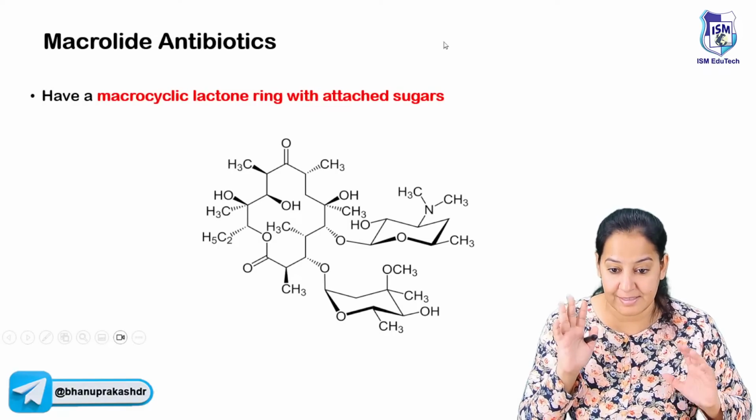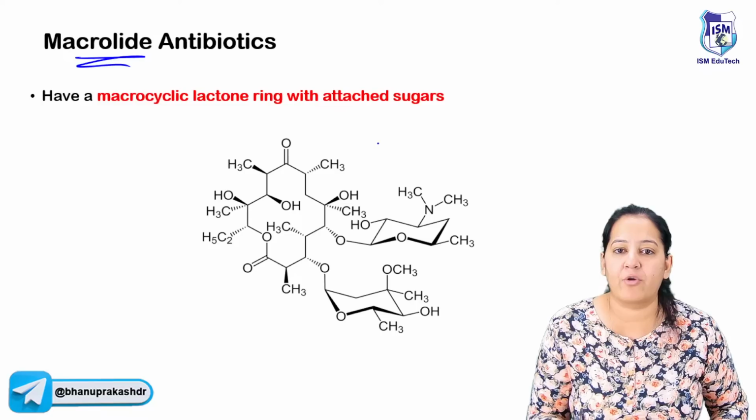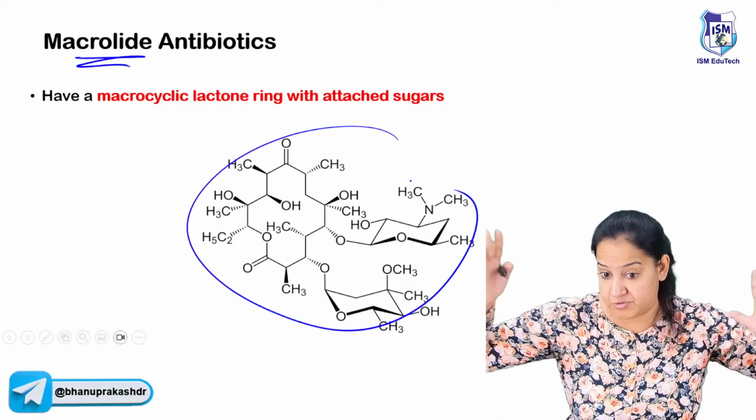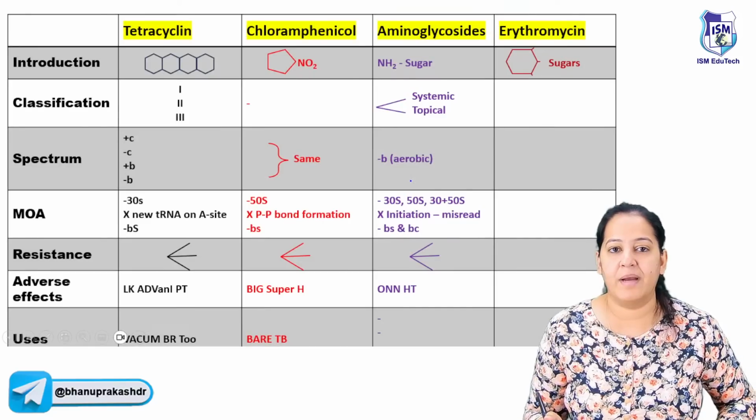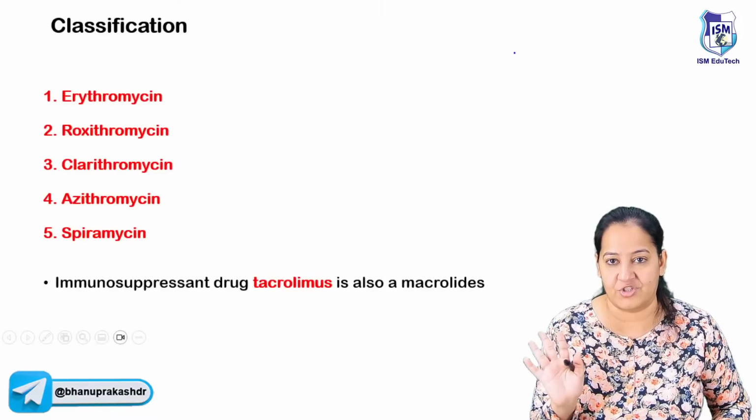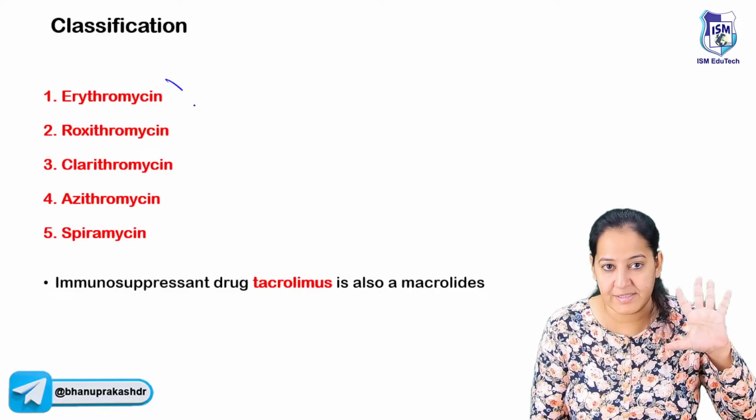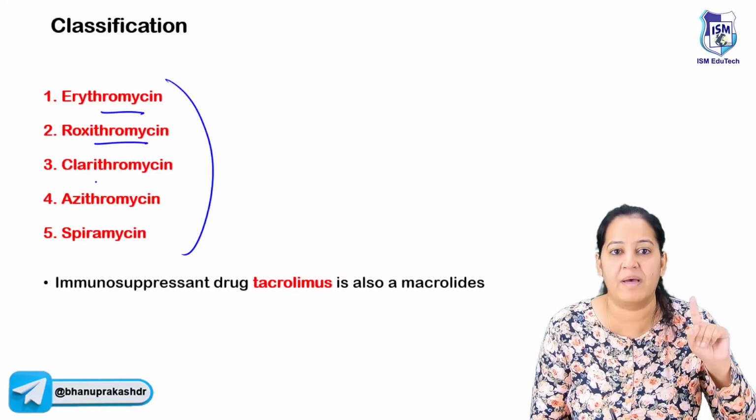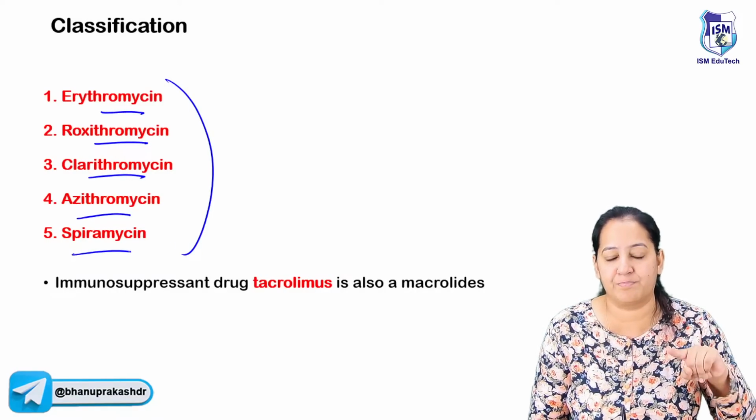Erythromycin is one of the macrolides. A macrolide is an antibiotic which has a macro structure, multiple big rings. That's why it is known as macrolide. Don't learn the structure, we can skip this one. There are 5 macrolides: erythromycin, roxithromycin, clarithromycin, azithromycin, and spiramycin.